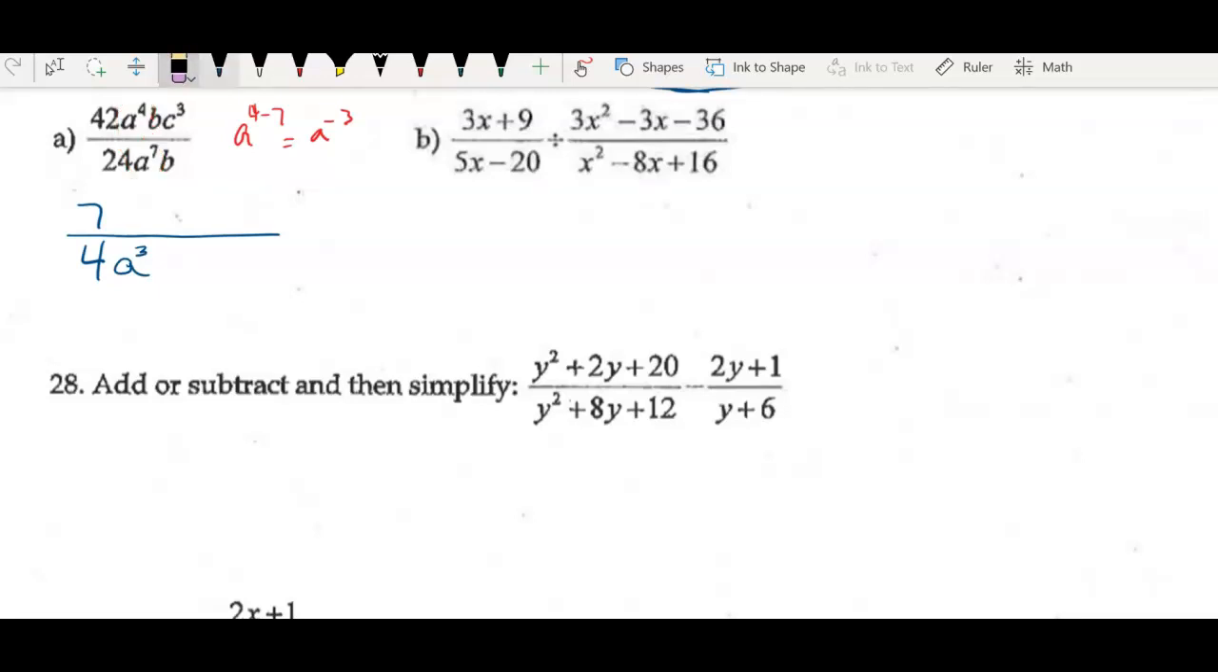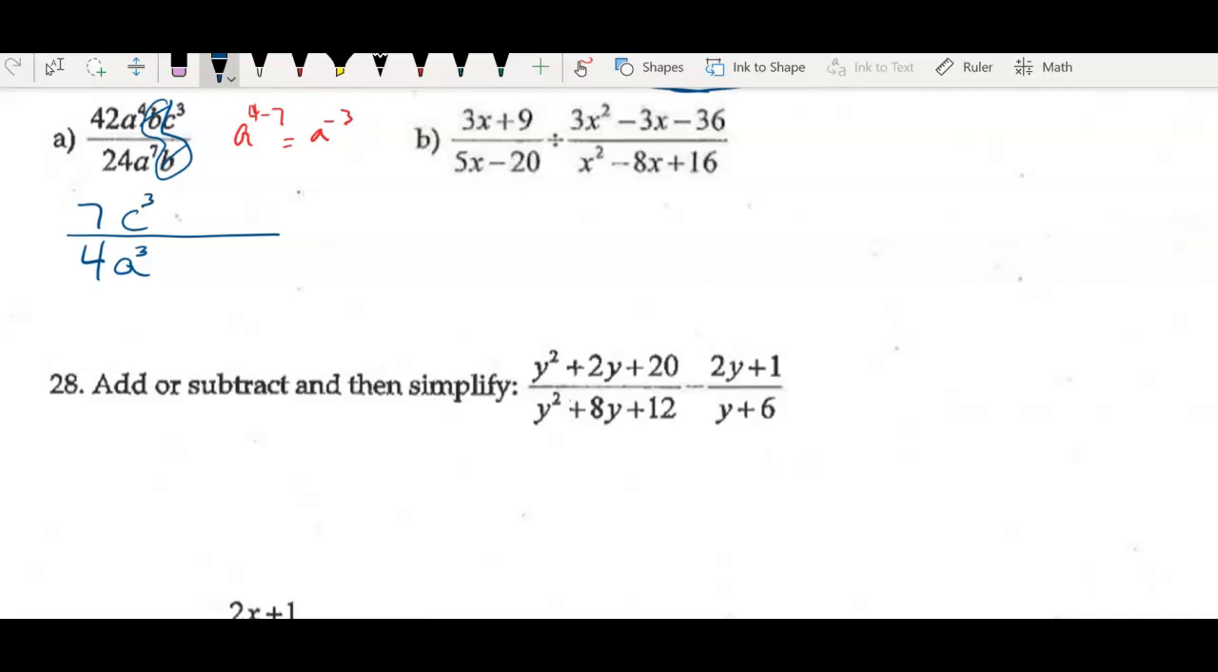Look at the B's. Look at those B's. 1 minus 1 is 0. The B's, they just cancel. They're the exact same. C cubed just stays up there, and that is your answer.